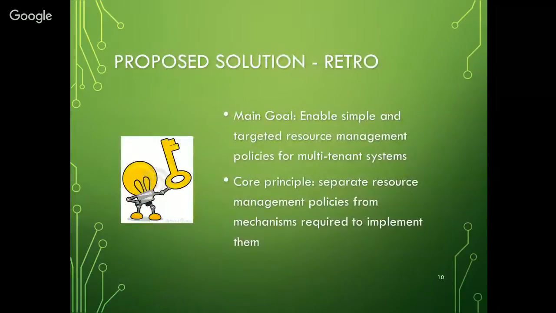So what is the proposed solution that this paper is talking about? They have called it the Retro framework, and its main goal is to enable simple and targeted resource management policies for multi-tenant systems. These policies, discussed previously in the motivation, will be tackled by this framework. What is its core principle? It's to separate resource management policies from the mechanisms required to implement them. This will be explained further in the later slides.